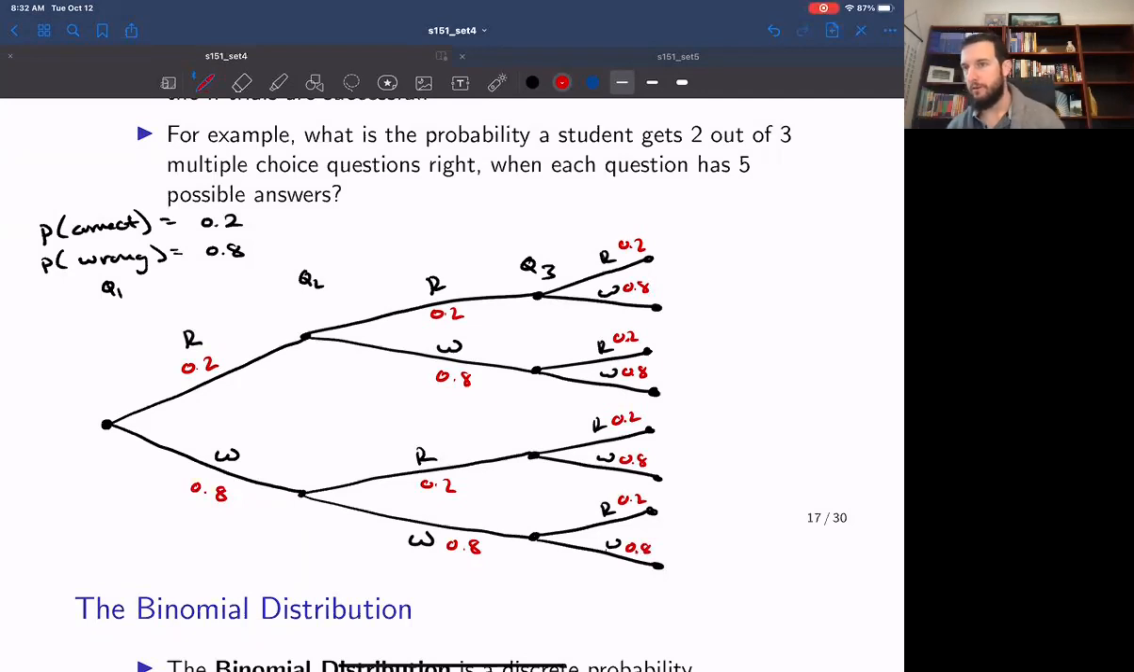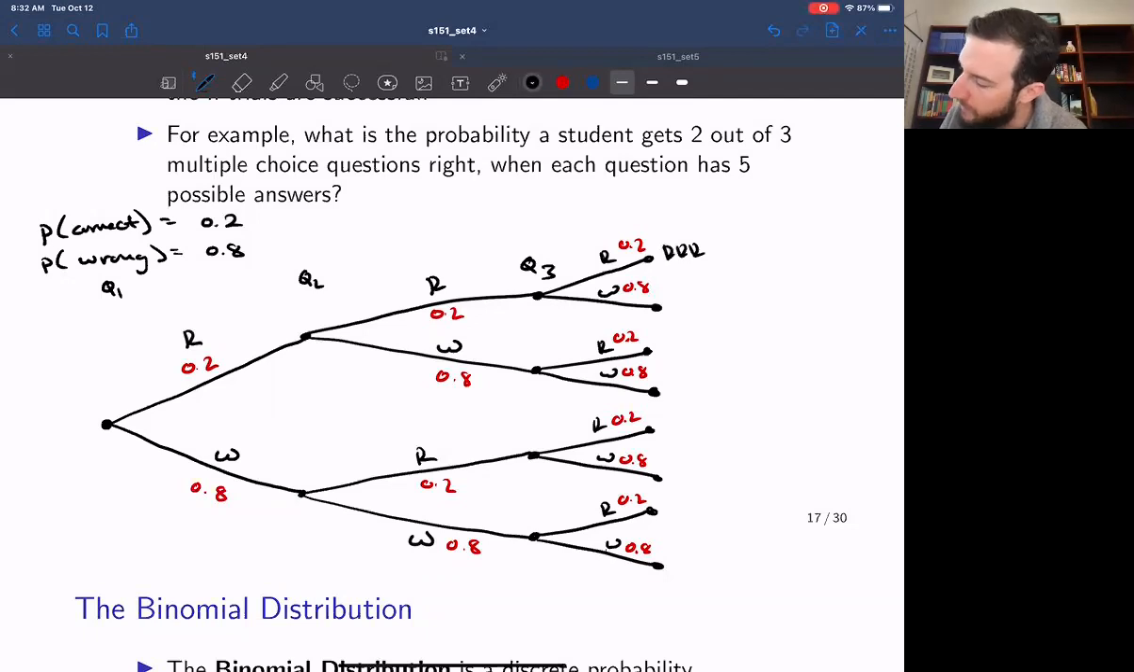I don't know why I drew the branches so big. Scaling issues. Okay, so what the tree diagram is showing us are all the different paths that we can take along the test. For example, if you follow the upper branches, you can see that you have 3 rights here. So this is all 3 questions correct, which we're not interested in.